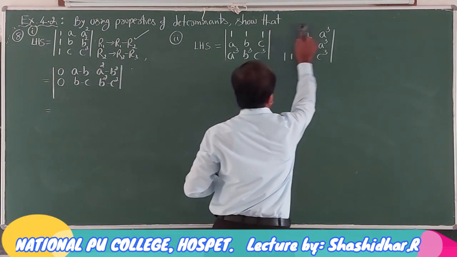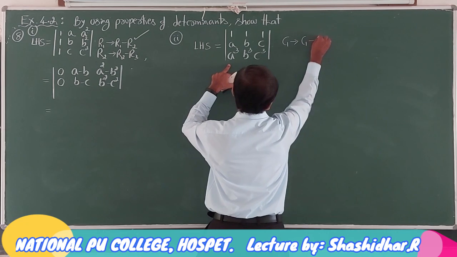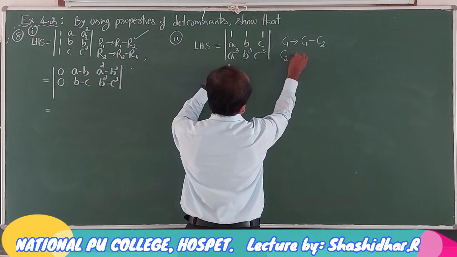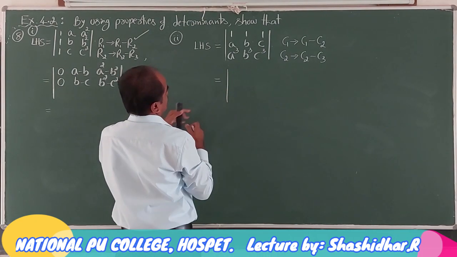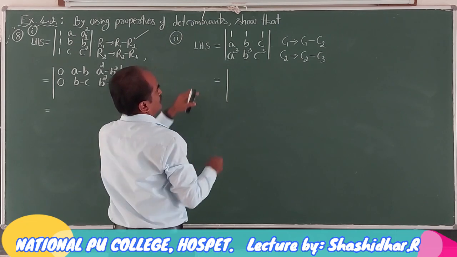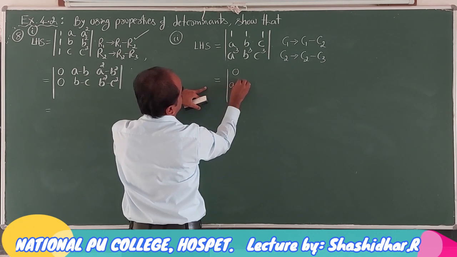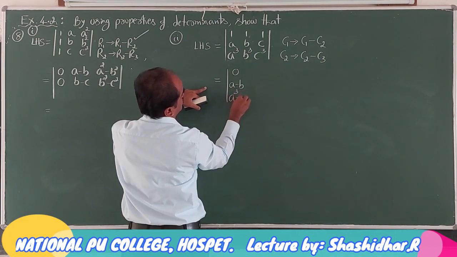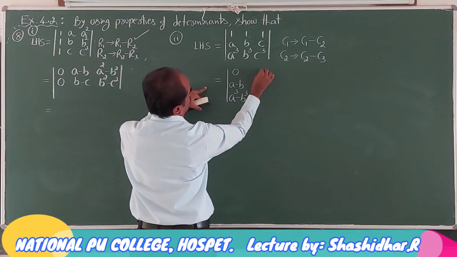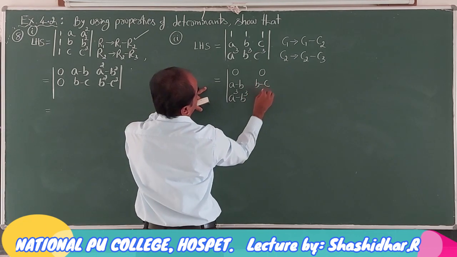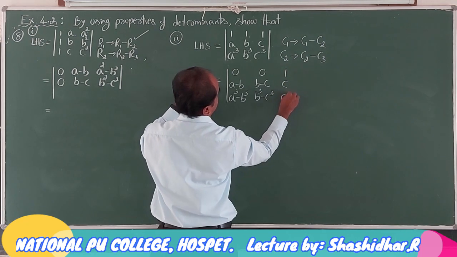Let me do it by column operation. So here I change column 1. Column 1 changes to column 1 minus column 2. Column 2 changes to column 2 minus column 3. Then column 1 minus column 2: 1 minus 1 is 0, a minus b, a cube minus b cube. Then column 2 minus column 3: 1 minus 1 is 0, b minus c, b cube minus c cube. Third column is 1, c, c cube as it is.